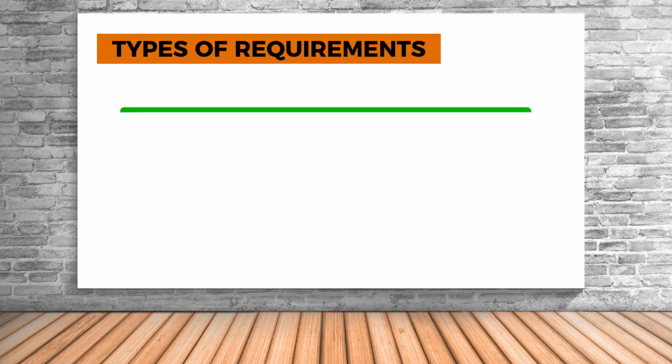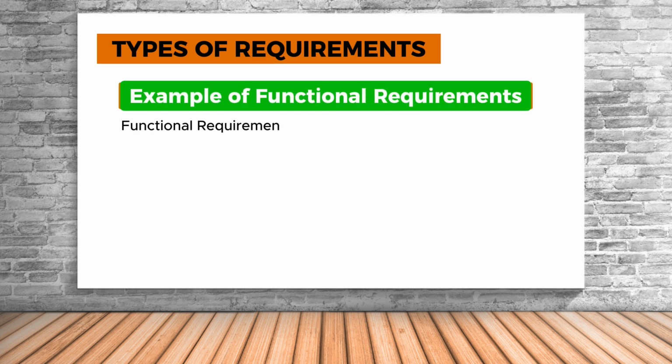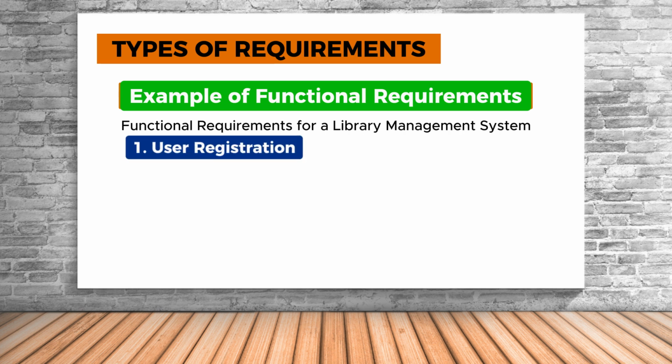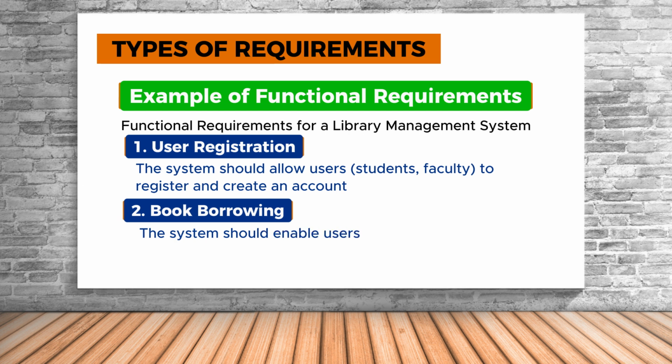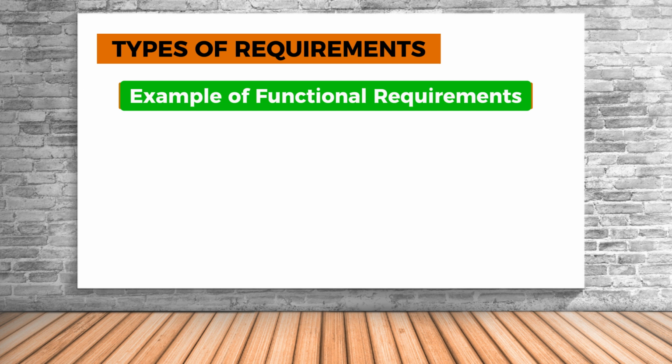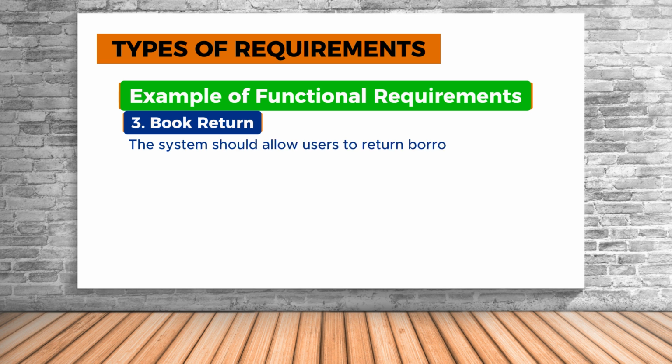Example of functional requirements. Functional requirements for a library management system. User registration. The system should allow users, students, faculty, to register and create an account. Second, book borrowing. The system should enable users to search for books and borrow them. Third, book return. The system should allow users to return borrowed books.